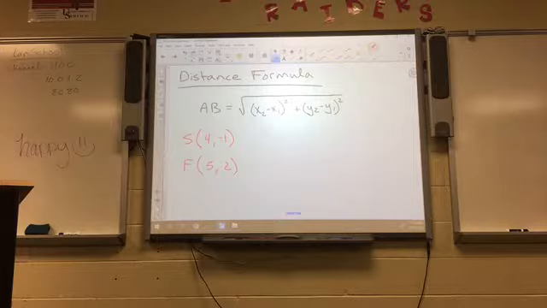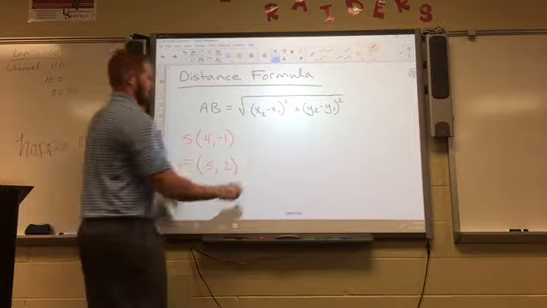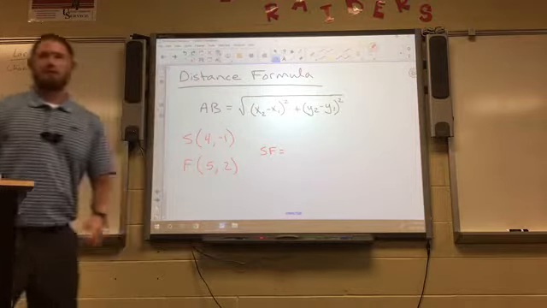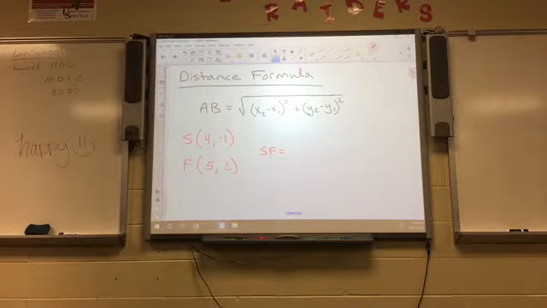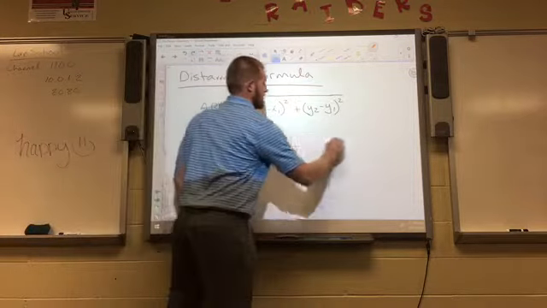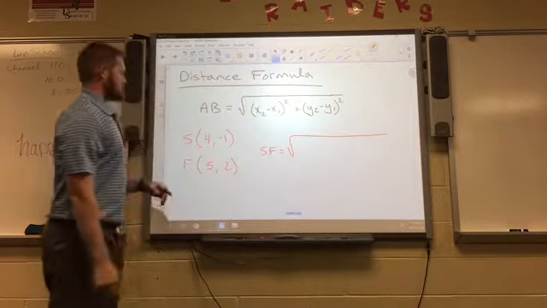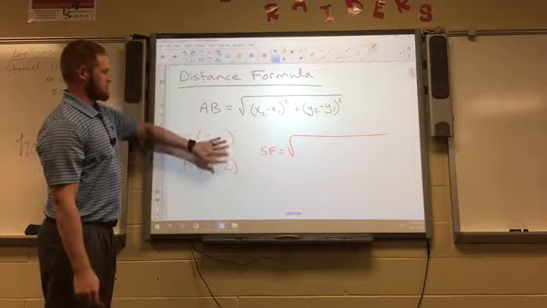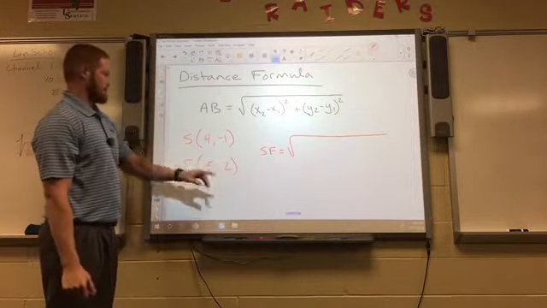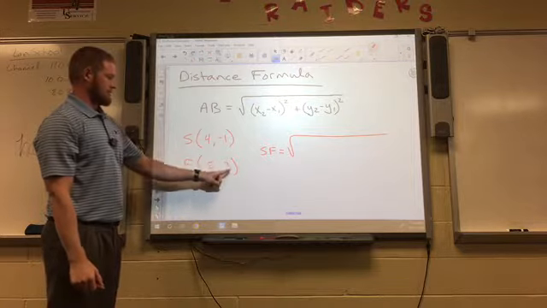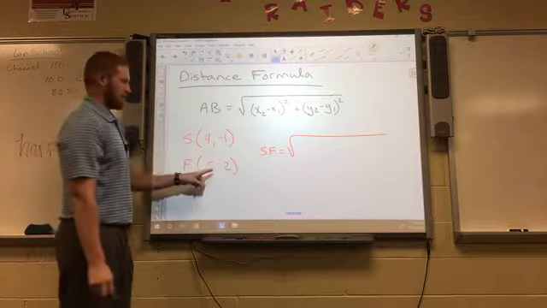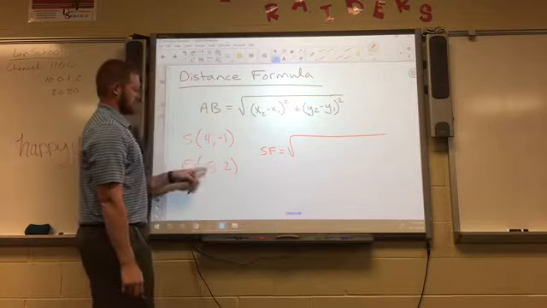The question is, how far does your friend live from the school? So all you're trying to do is find the length of the segment SF. You just have to plug your x's and your y's in. Start with your square root. Does it matter which one of these are your 2's or which one's your 1's? It doesn't. Just make sure if this is x2, that's y2. Keep that in line. So let's go ahead and start with that.